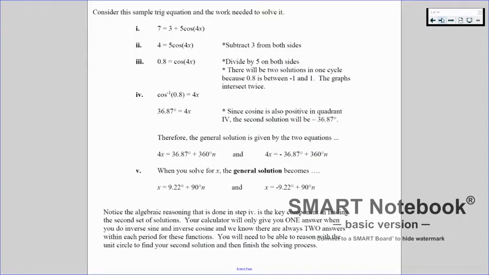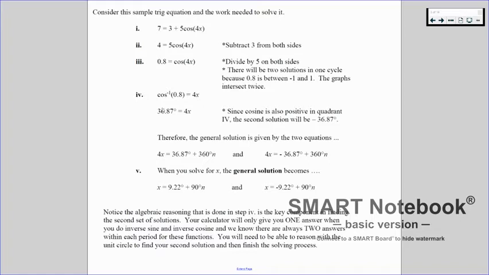All right, then you're given an example on solving. So when we're solving these trig equations, remember the first thing is we want to try to get that trig function by itself. So we want to get cosine 4x by itself first. So first step would be subtract 3. Again, the steps are given. I'm not going to read through the whole thing, but divide by 5, and then we inverse cosine.